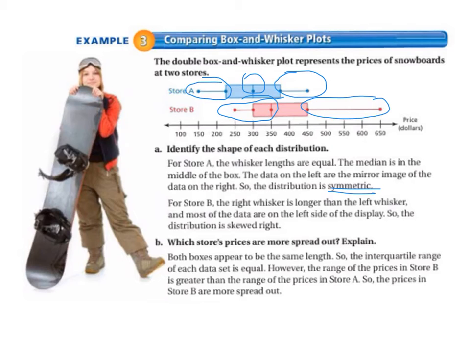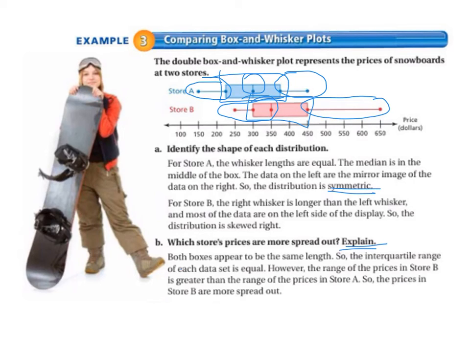Which store's prices are more spread out? Explain. Both boxes appear to be the same length. If you look at just the box part in both distributions, the box is about the same. So the interquartile range of each data set is equal. However, the range of the prices in store B is greater than the range of the prices in store A.